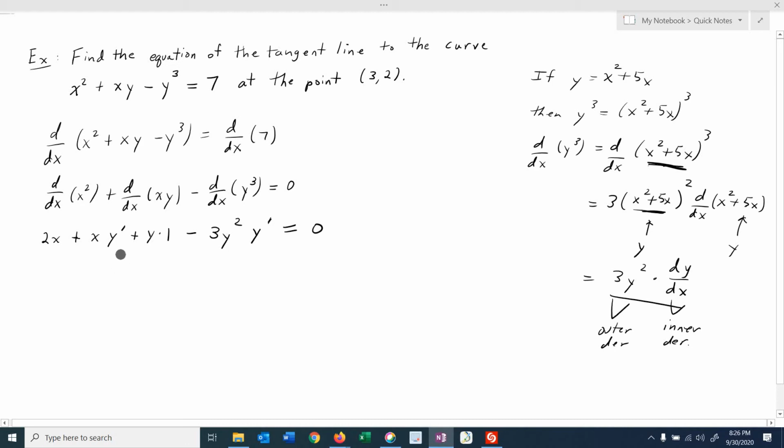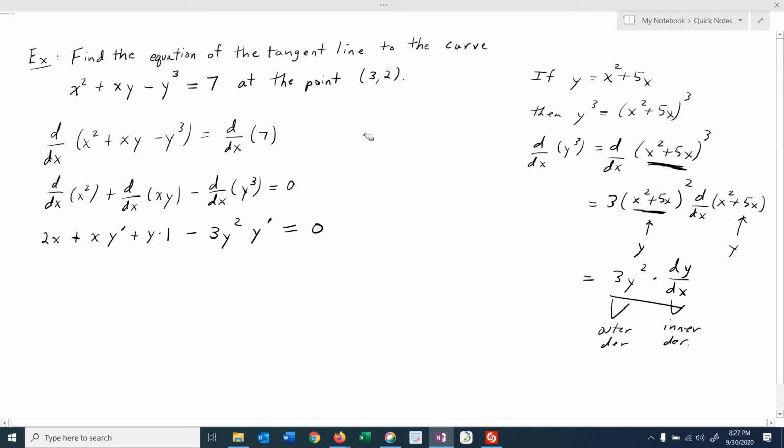Now normally, in order to solve for y prime, you would have to make sure that all the y prime terms are on the same side, and all the ones that aren't y prime terms are on the other side. So in this case, you would subtract the 2x and the y to the right-hand side, and then you can factor the y prime out, then divide by whatever's left over, and that would give you y prime. But in this case, we don't really need to isolate y prime.